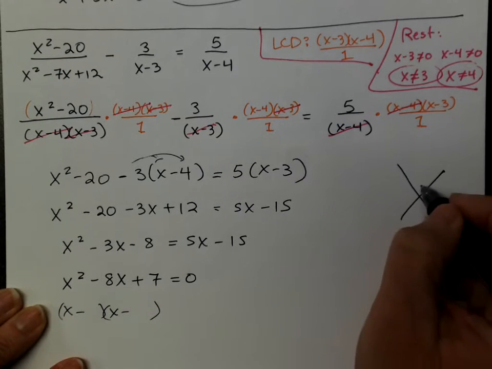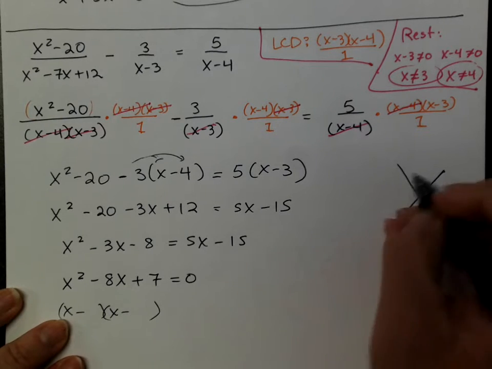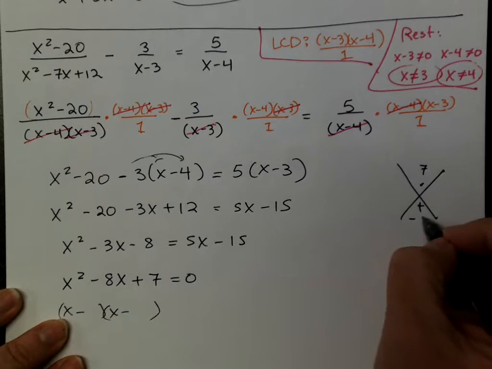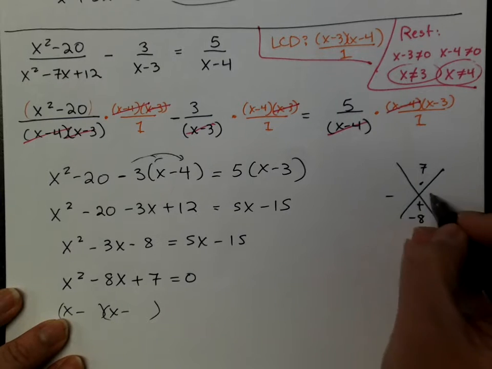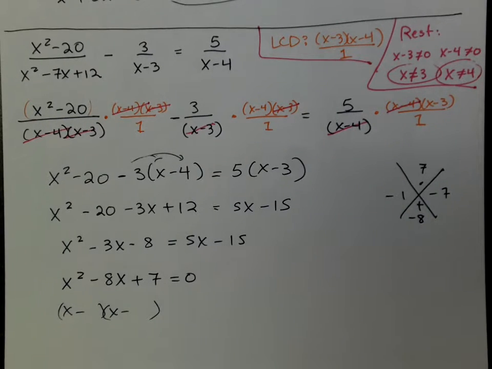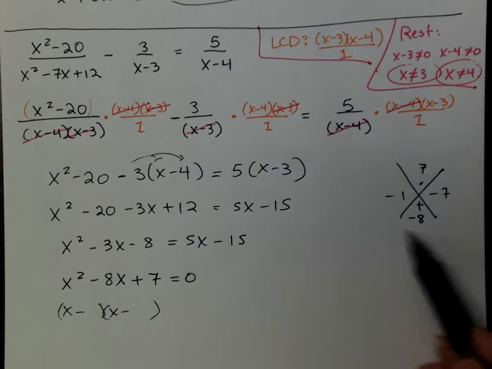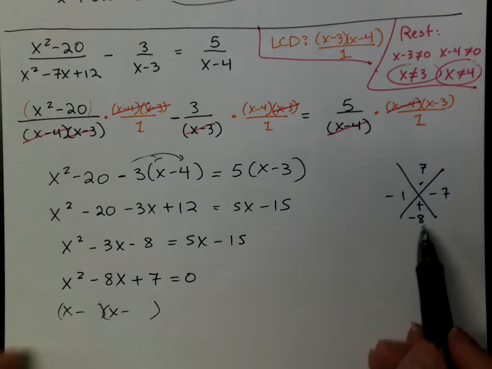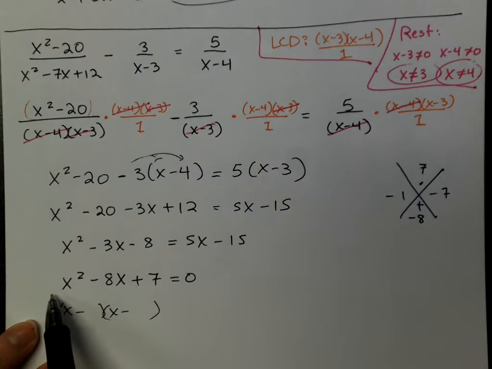Make your ACB cross, if you need to, with a c of 7 and a b of negative 8. Two signs are both negative. Remember, it's all multiplication, 1 times 7. So that gives a positive 7 and a negative 8. And I don't have to do a group, A is 1, so I'm done. I don't have to do a grouping step.